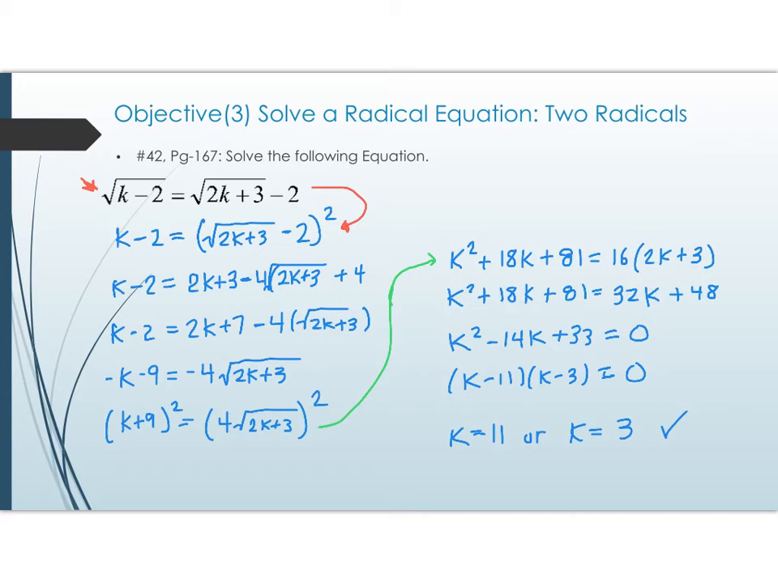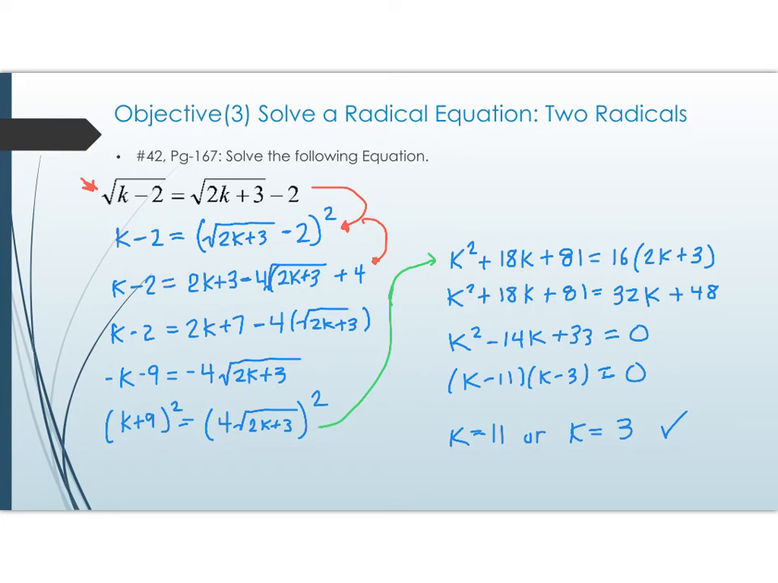And when we do that, we get k minus 2 on the left side, and on the right we have the square root of 2k plus 3 minus 2, squared. Now you have to be careful here because you have to FOIL the right side of the equation out. I'd like you to do this on your own to see if you get this answer: k minus 2 on the left side is equal to 2k plus 3 minus 4 square root of 2k plus 3 plus 4.